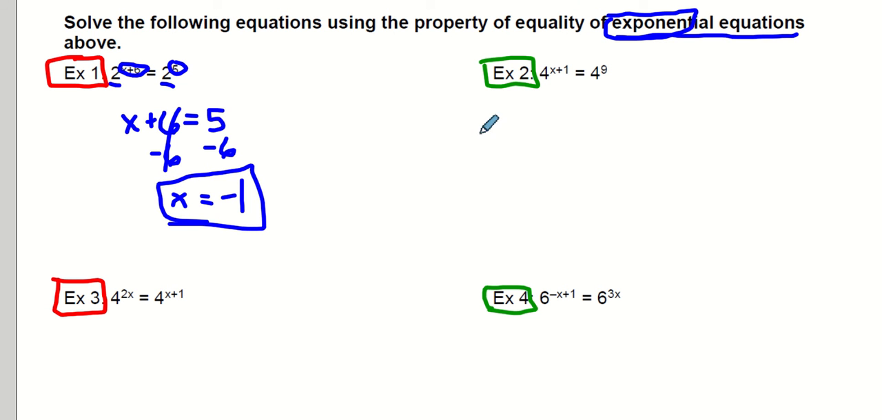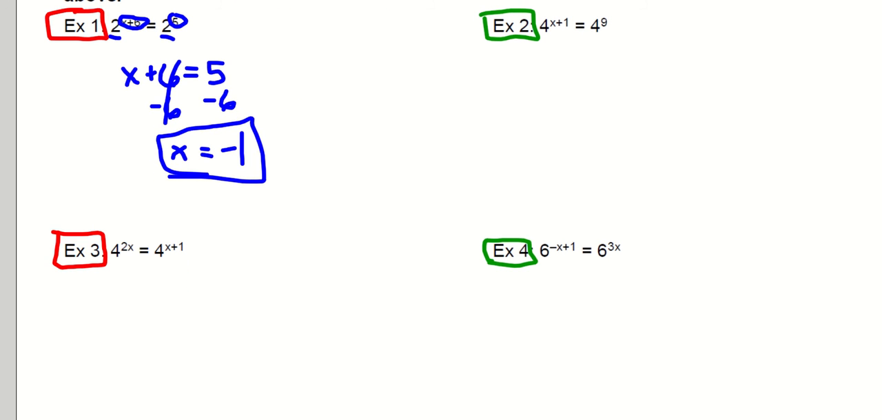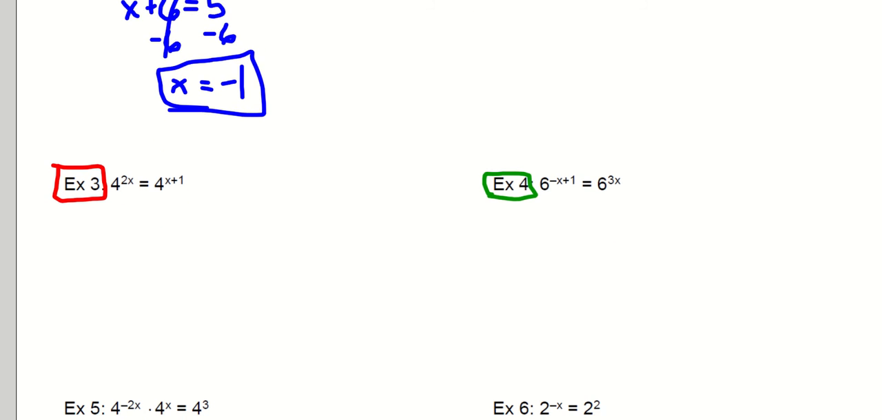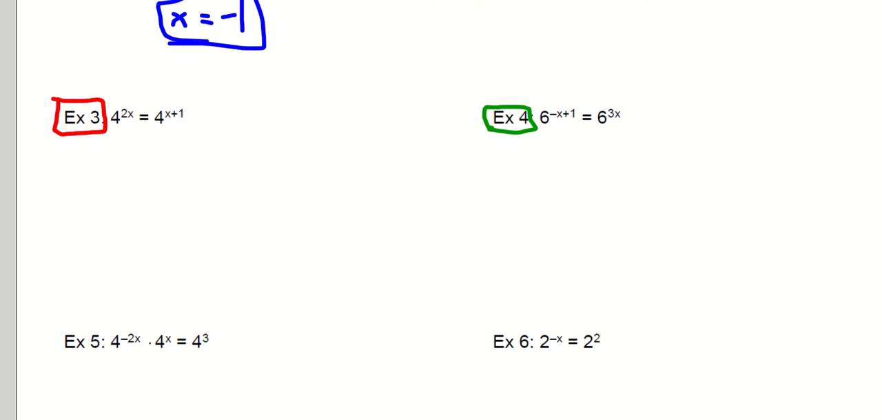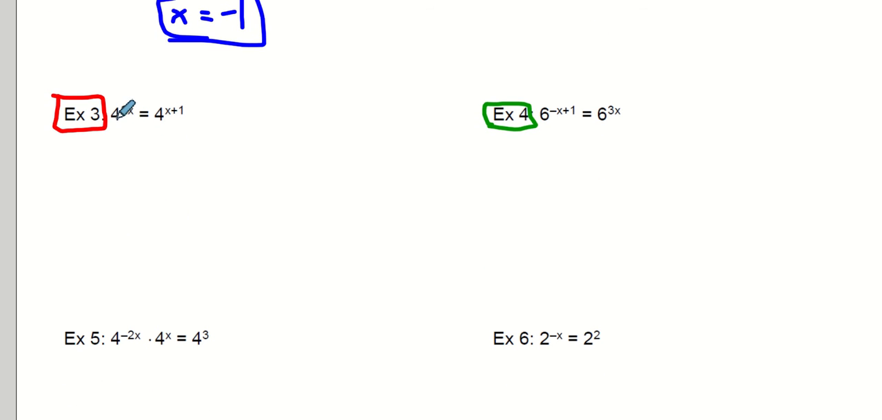Again, I want you to work out example 2 yourself. So let's look at example 3. Again, let me just restate. Because the bases were the same, we were able just to set the exponents equal to each other. The same thing is going to be true in example 3. Notice the base here is 4. So I'm just going to take the exponents, which is 2x and x plus 1, and set them equal to each other. And then solve this equation.